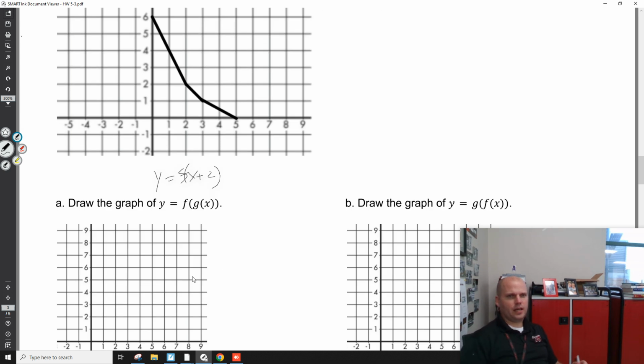So I'm going to just eyeball it. 0, 6 becomes negative 2, 6. 1, 4 becomes negative 1, 4. 2, 2 becomes 0, 2. 3, 1 becomes 1, 1. 5, 0 becomes 3, 0.